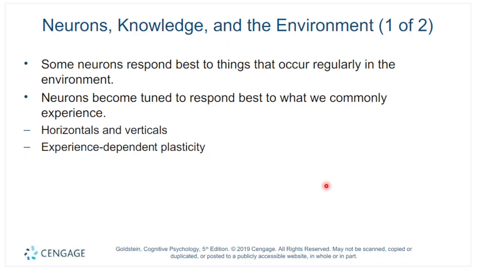Okay, so moving on to a more technical. So, ito na naman ang ating mga neurons, no? So, again, this is cognitive psychology. So, talagang hindi pwedeng mawala ang usapin ng mga neurons dito sa usapang to. So, neurons, there are some neurons that respond best to things that occur regularly in the environment. So, like for example, we have been raised in an environment that is usually made of vertical and horizontal lines. So, this is why our neurons are like that.